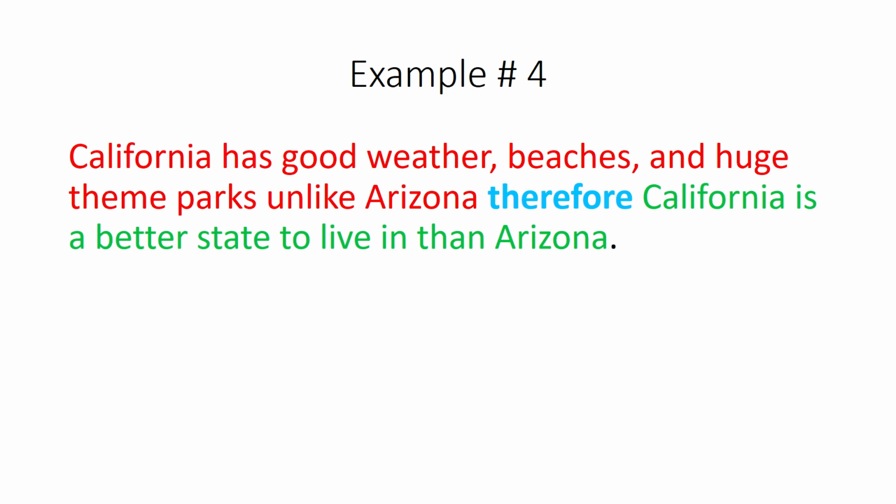So California has good weather, beaches, and huge theme parks, unlike Arizona. That is evidence. That is a fact. California does have good weather. Has a lot more beaches and they're a lot nicer. And they do have huge theme parks. So if my argument's California is a better state to live in than Arizona, I have good supporting evidence. I have a good premise to back up the conclusion. And that is an argument.